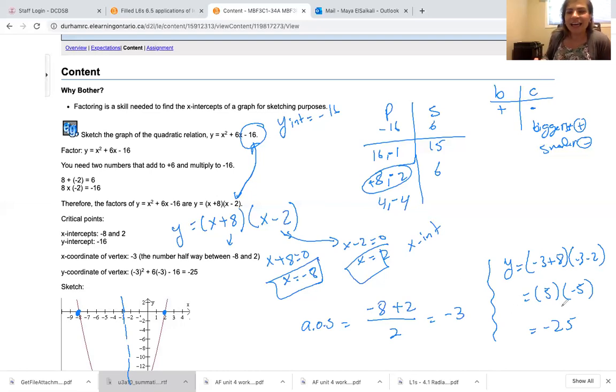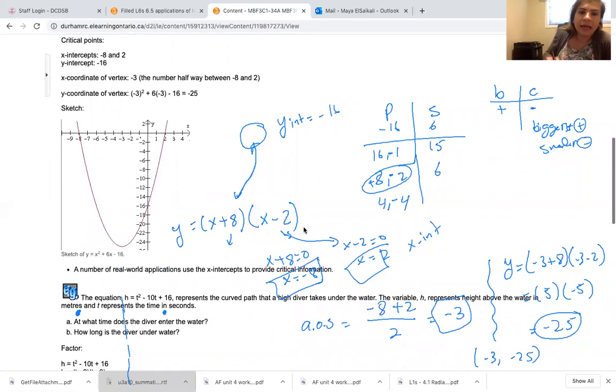Now, I know my vertex. My vertex is negative 3, negative 25. So that's where my vertex is. So you see that now my zeros are -8 and 2. My axis of symmetry is -3, and the y is at -25. So this is where my vertex is. And I know that my y-intercept is here, and I can sketch my graph.